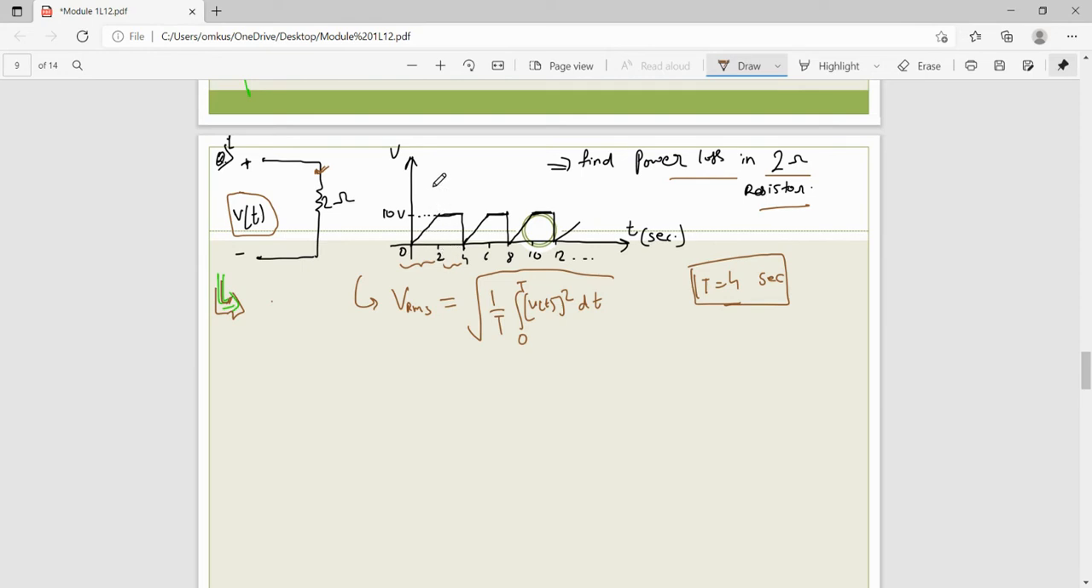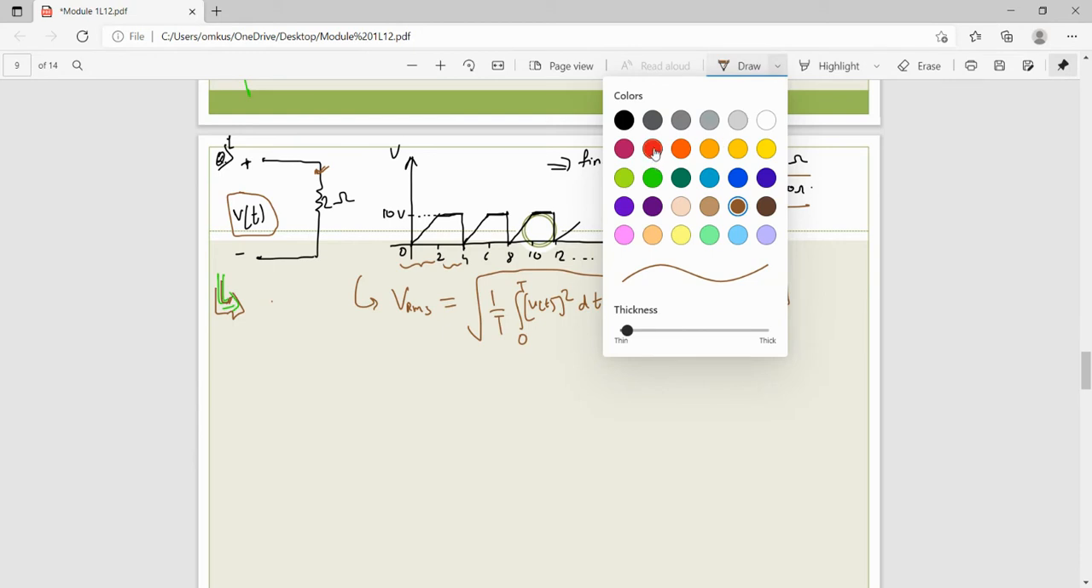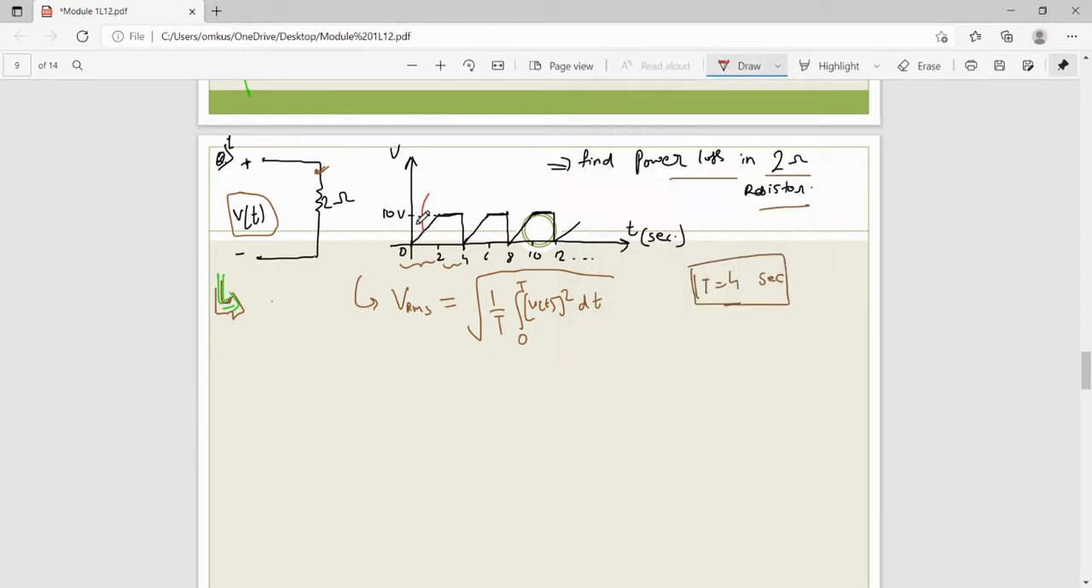So for 0 to 2, what is the value of the slope? Slope is equal to y2 minus y1 divided by x2 minus x1, which is equal to 10t. You can easily find this by taking the slope. And what is the slope for this? This is a constant value, so the slope is 10.